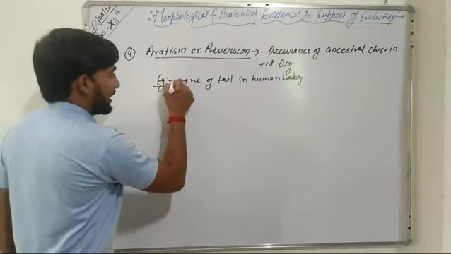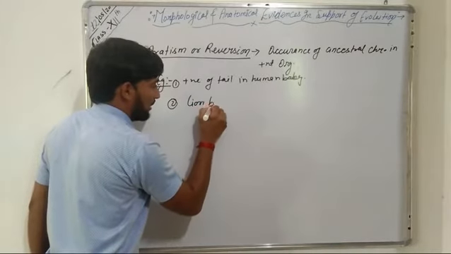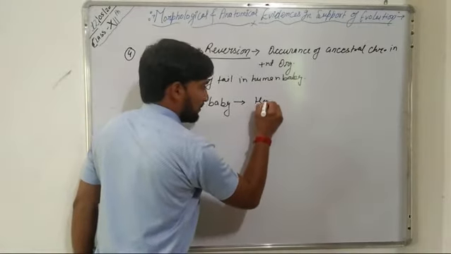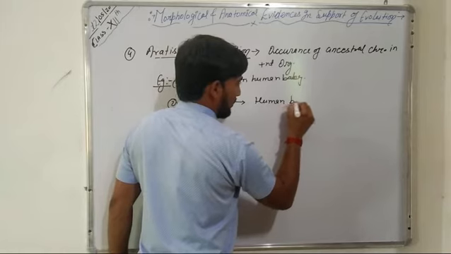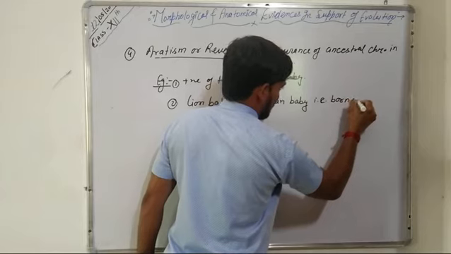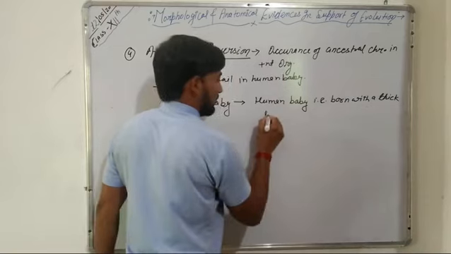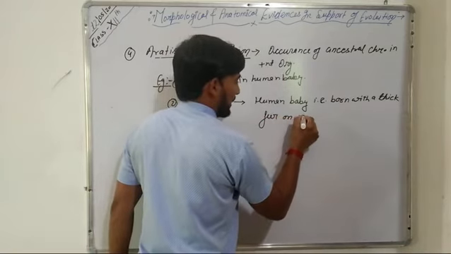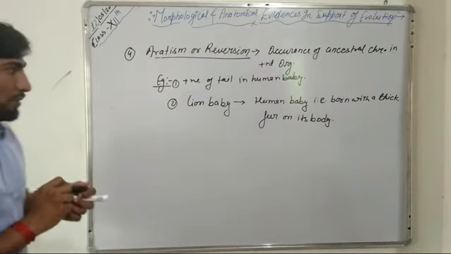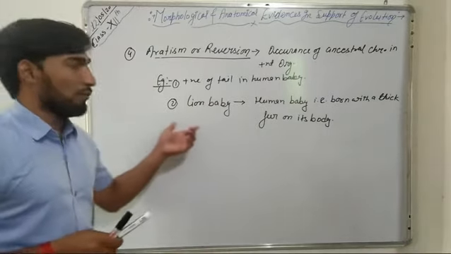Now the second example is the lion baby. If you have heard about this lion baby, it is a human baby that is born with a thick fur on its body. So lion baby is a human baby that is born with a thick fur on its body. So these are the two examples of atavism.